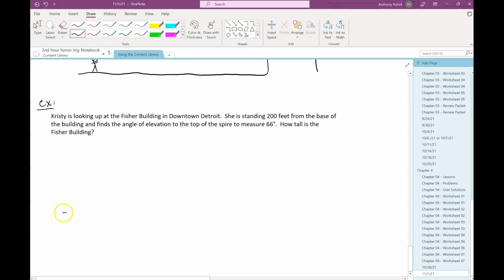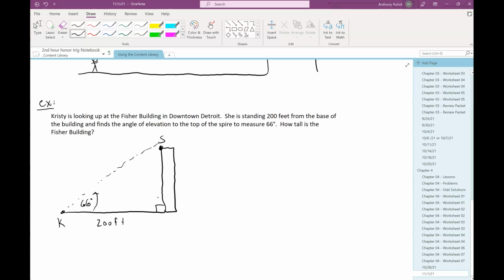So I'm going to start by drawing a picture. So here's Christy. Here's my Fisher Building. We're going to call that the top of the spire. And it says she's looking up to this. So that's my angle of elevation. And we're 200 feet from the base. And we're going to assume that the Fisher Building is perpendicular to the ground. I think that's a fair assumption in almost all cases of buildings.